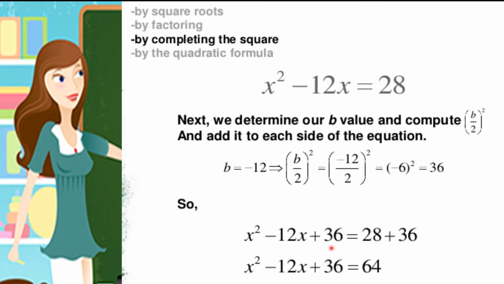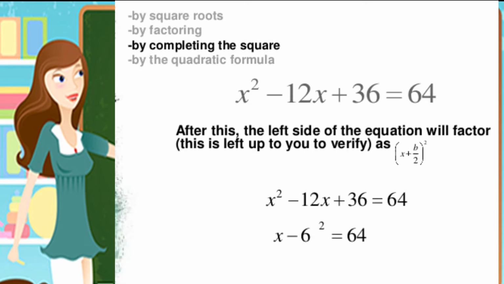Bakit parehas nating nilagyan ng add na 36? Kasi kung anong gagawin natin dito sa side na to, the same with dito sa kabila para maging balance ang ating equation. Okay, then solve. We have x squared minus 12x plus 36 is equal to 64. And that's it. Then, so ito na yung equation natin.